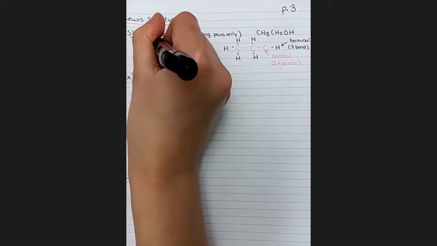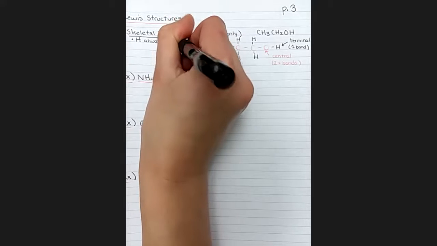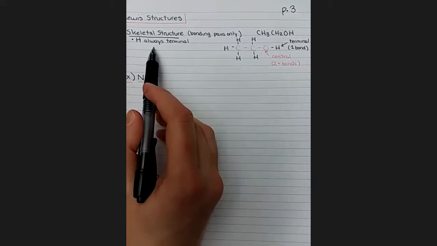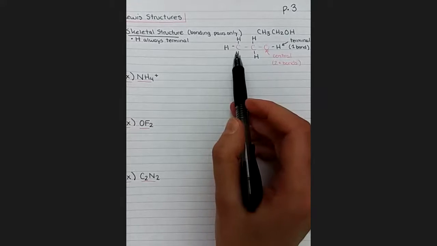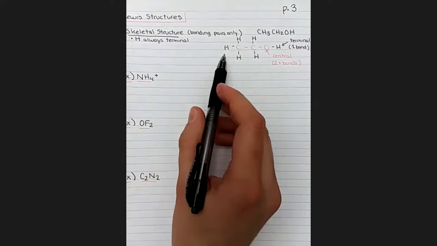So hydrogen is always a terminal atom. And this is for the same reason that it's an exception to the octet rule: it can only hold 2 electrons. So it can only bond with one other thing in the molecules that we draw. So it always has to be on the end where it's only taking one bond.